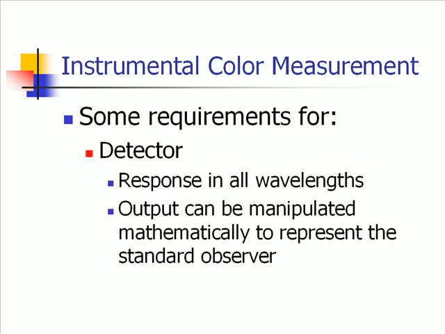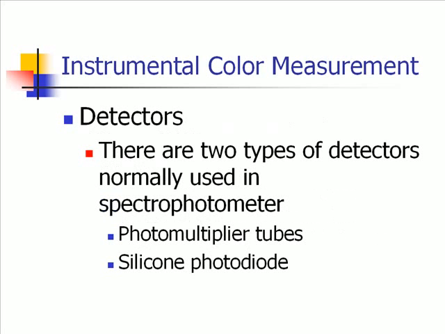Again, it has to have response in all wavelengths, and we can manipulate that output to represent the standard observer, or how our eye sees color. There are two types of detectors normally used. One is called a photomultiplier tube, and the other one is called silicon photodiode. You can see from this graph here, there's quite a big difference between the response of our eye. It has that bell-shaped curve in the center. That's the response from our eye. That's what we used in our calculations that we did.